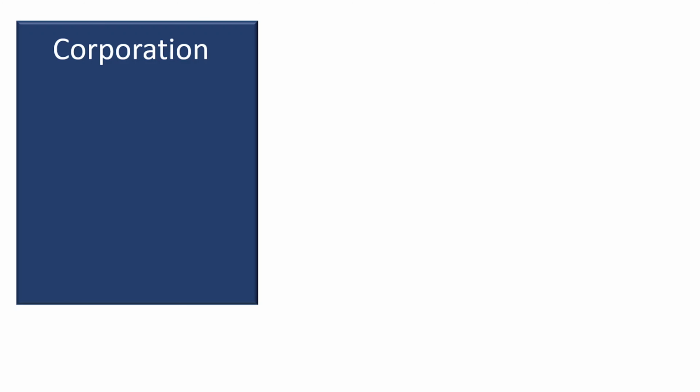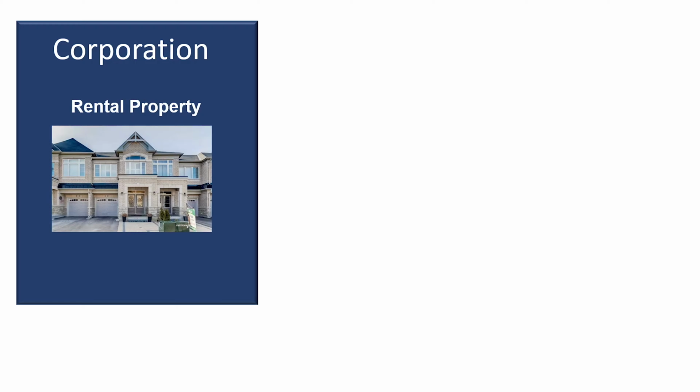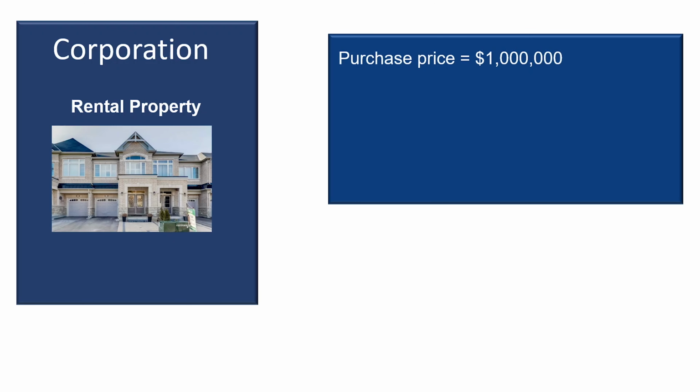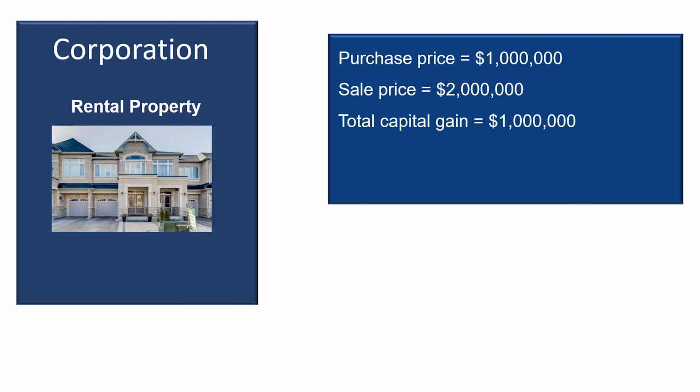You have a corporation or a holding company and you have a rental property. So let's just say you bought the property for $1 million and you sold it for $2 million, and this is sitting inside your corporation. The total capital gain is the sale price minus the purchase price. We're going to exclude what's called betterments and improvements for now. So let's just assume you didn't do any upgrades or anything like that. This is just for simple math. Total capital gain of $1 million.